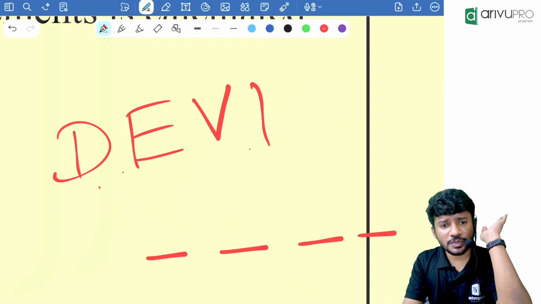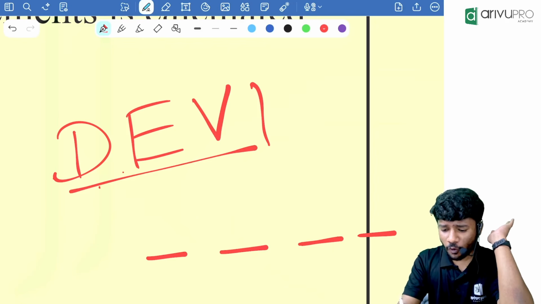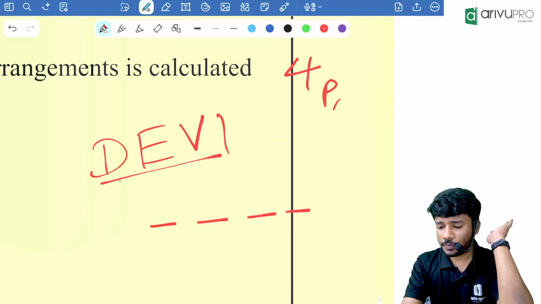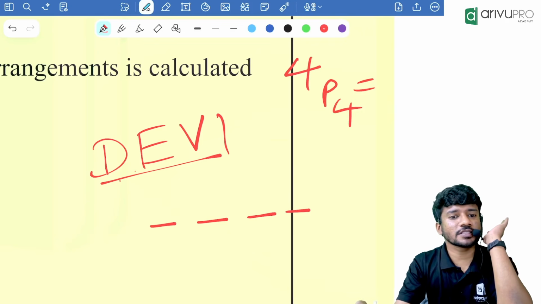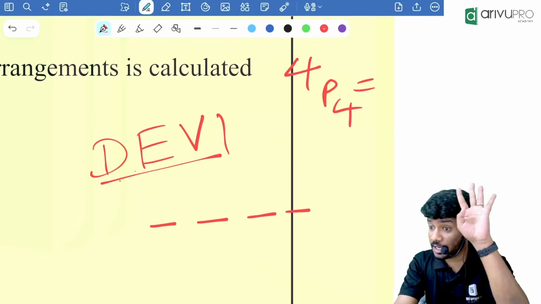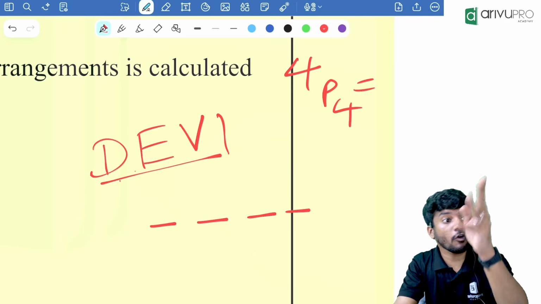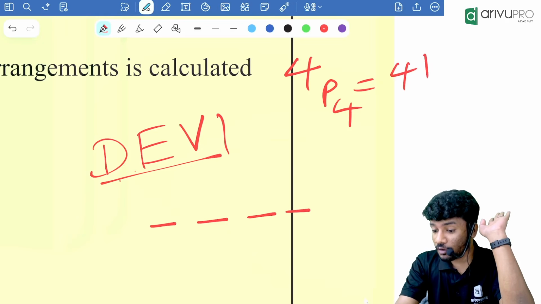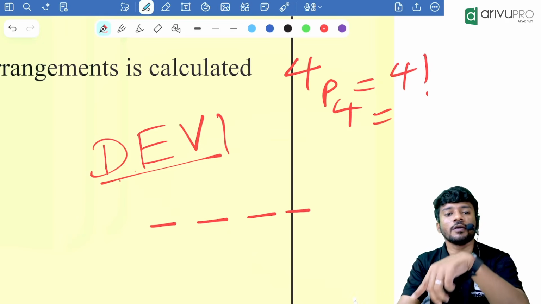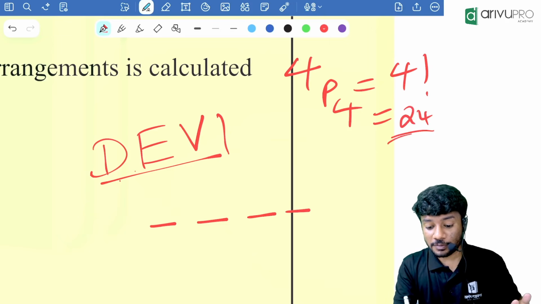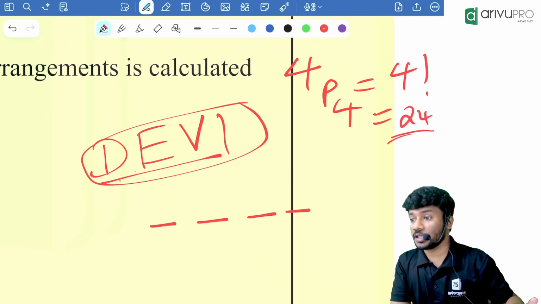Now if I want to arrange 4 letters in 4 places, what is the way? 4P4. So how many letters are there in total, people? 4 letters are there, and I can form a 4 letter word. That means 4P4 is the arrangement. Number of ways of arrangement will be 4 factorial, which is equal to how much, people? So 24 new words can be formed from the letters of the word Devi.